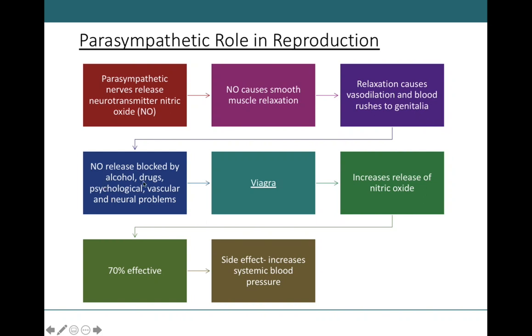Now, if there's the presence of alcohol or drugs or some type of psychological problems, which can bring on the stress or anxiety that I mentioned on the last slide, our patient may have problems getting it up. So this is where Viagra comes in. Viagra is going to increase the release of nitric oxide, and this will in turn cause more vasodilation and more blood flow to the male genitalia.